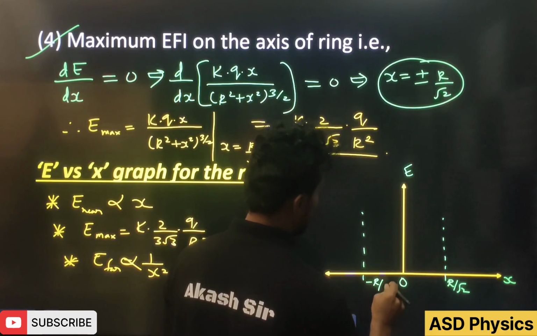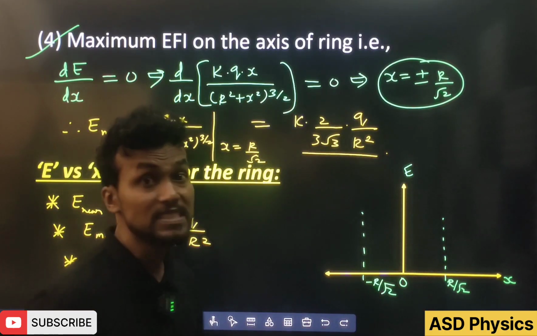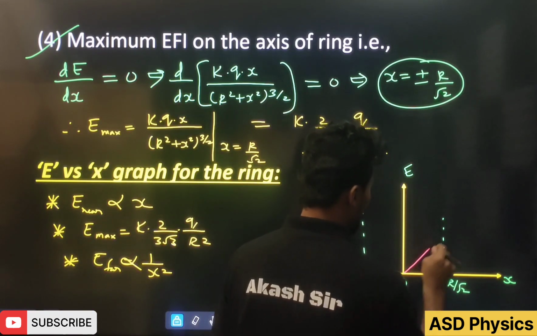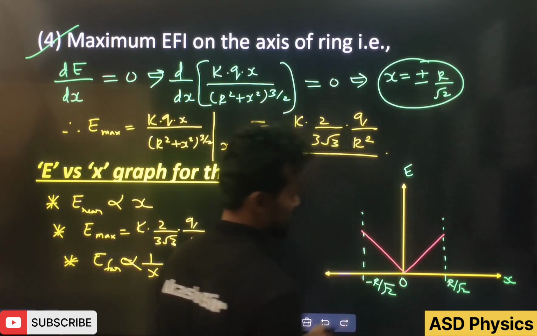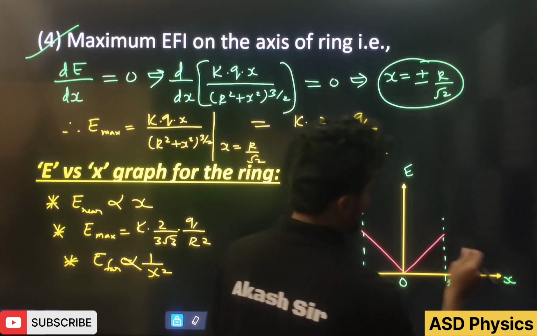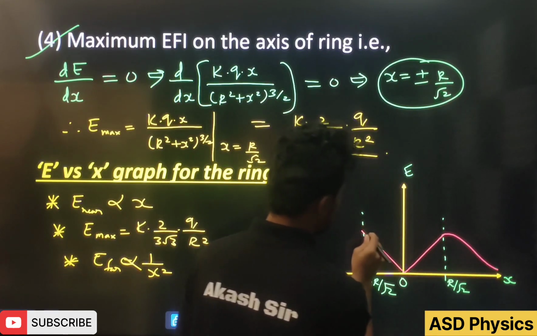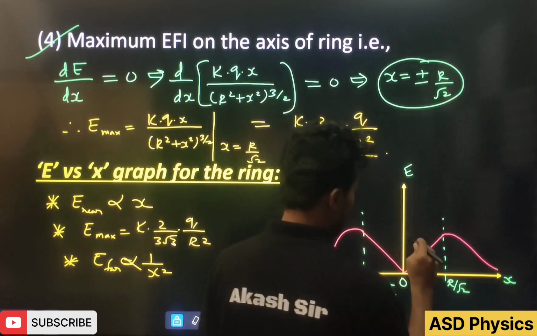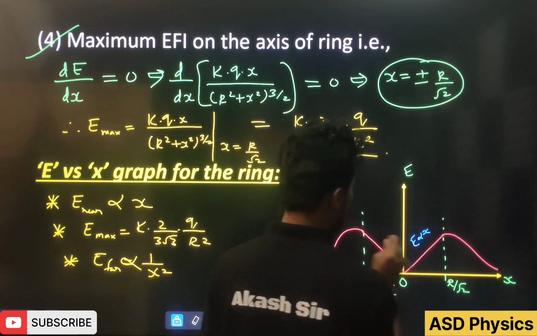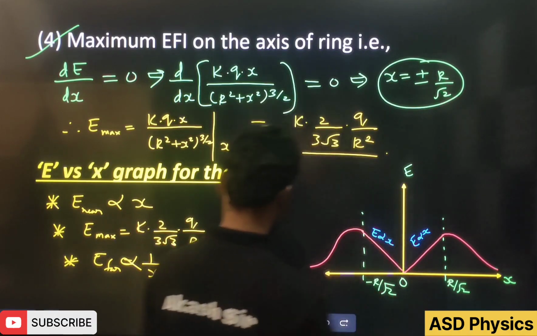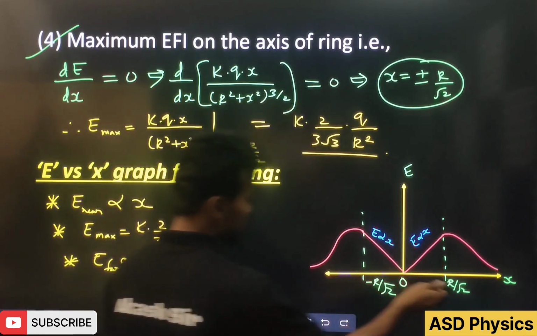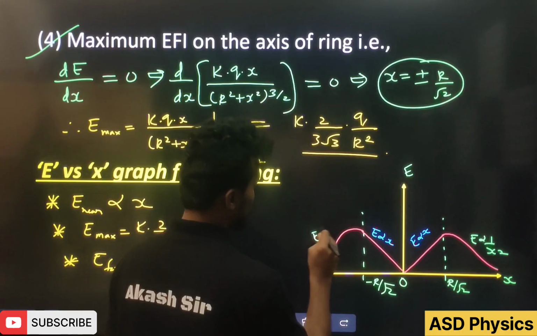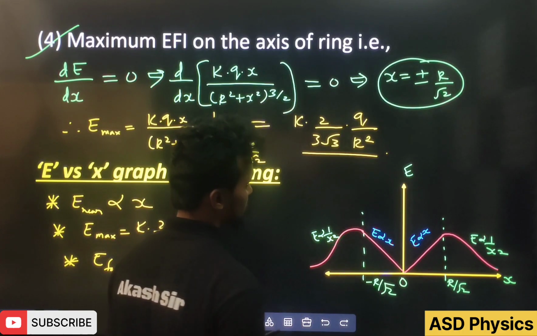This value is minus r by root 2. On the left side is the electric field at a near point, so it is directly proportional, like this. After that, when we go to the right side, it goes like this. So students, you can see very well, this is the near point, E is directly proportional to x, and on the right side of the r by root 2 value, E is inversely proportional to x square.